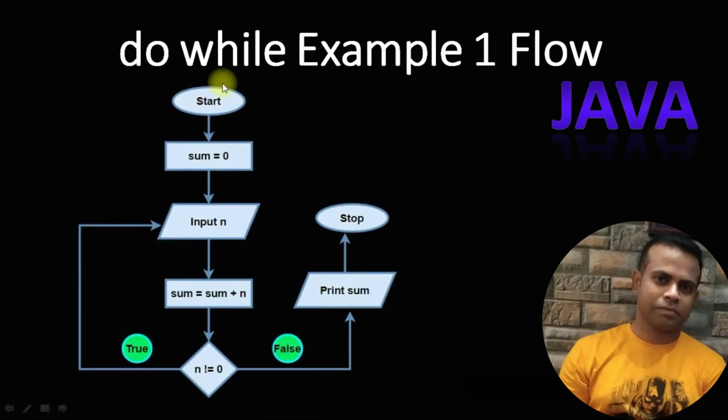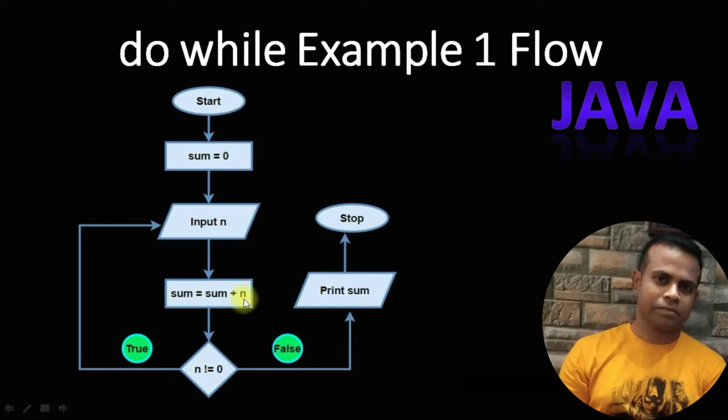You can see here my program starts. Now we have to create a variable sum, initialized with 0. Then every time the user enters a number using this loop, this is basically where the do while loop starts, with input of n. That means every time the user enters a value, it will be collected in the n variable, then it will go here and calculate the summation.